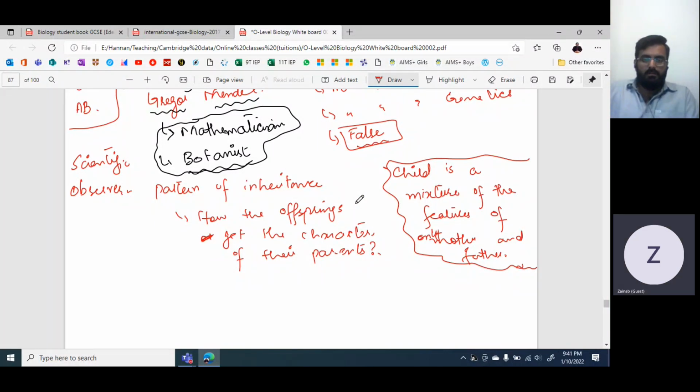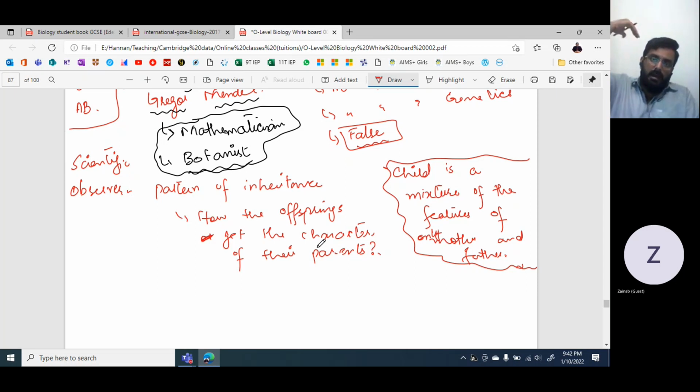You were telling me that the child is a mixture of the features of their parents, and that's a wrong concept. Yes, that is a wrong concept according to genetics, because the child possesses the characters not only of the parents, but also of the grandparents. He or she can possess the characters of grandparents and great-grandparents, and also from the upper generations as well. So this was a concept that was prevailing, and there were many mistaken concepts about the genetics of the offspring, genetics of the children.